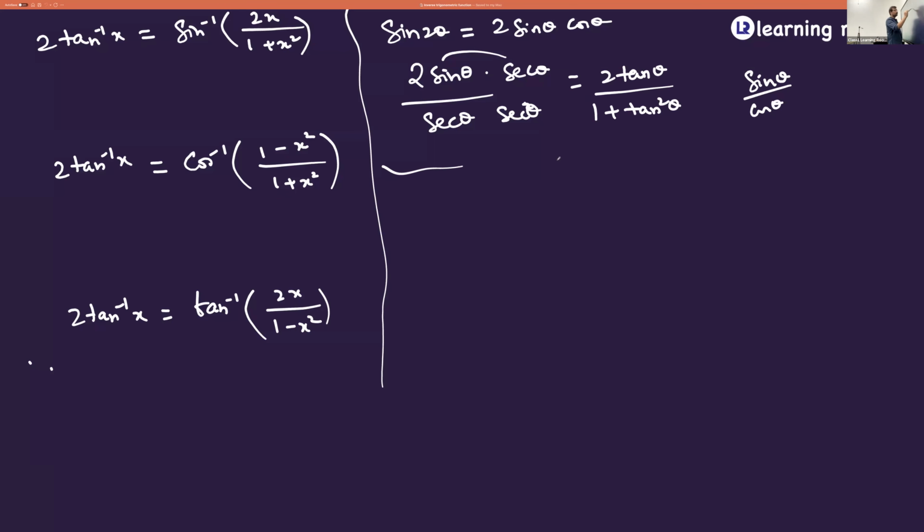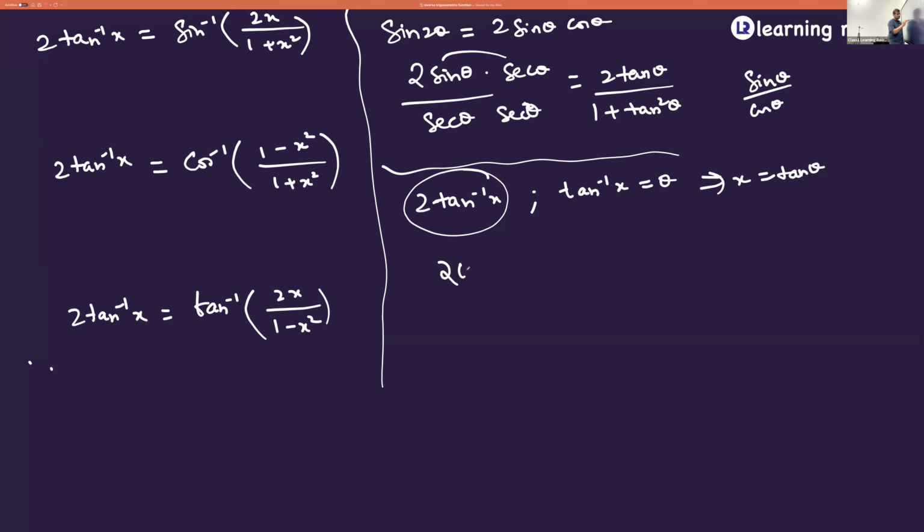Now if you see, when I have 2 tan inverse x, I will take tan inverse x to be theta. Then what is the value of x? X is tan theta. Am I right? So basically, what is this function? It is 2 times theta. Am I clear till this point?